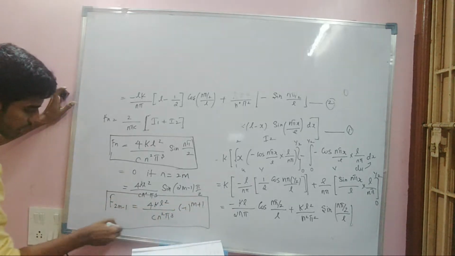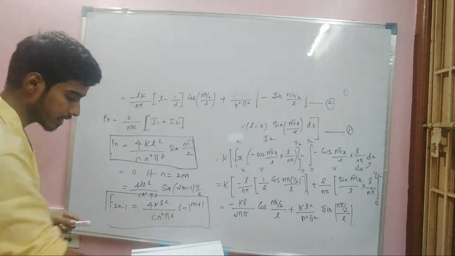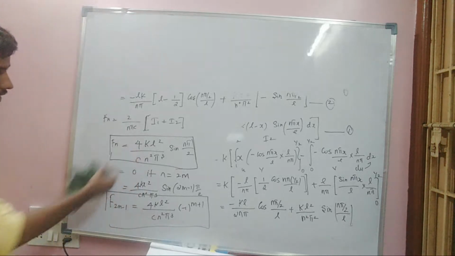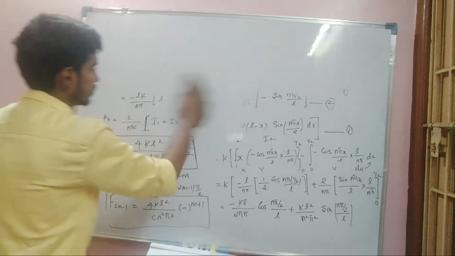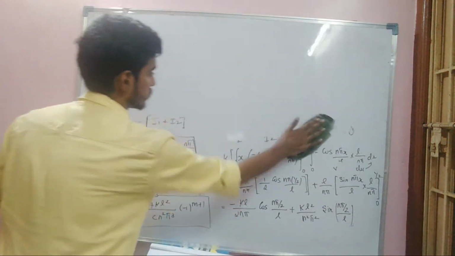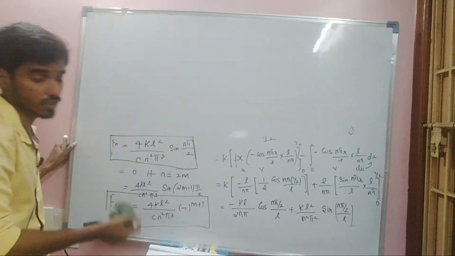So substitute in the displacement function y of x comma t, and you will get the required answer. So when you simplify I1 and I2, you will get this answer Fn to be 4k L square by c n square pi cube sin n pi by 2. You need to substitute in the displacement function y of x comma t.